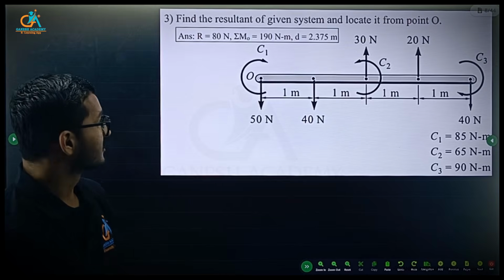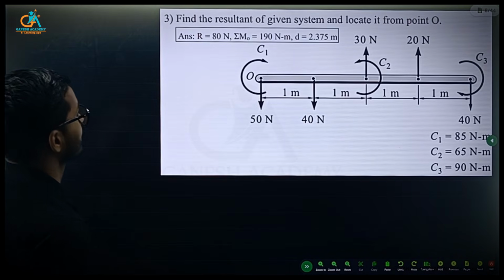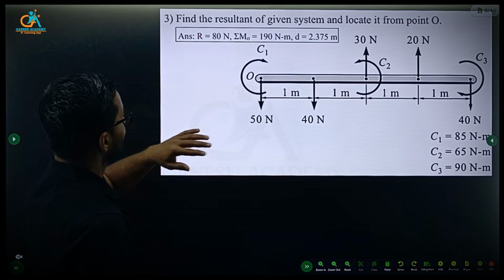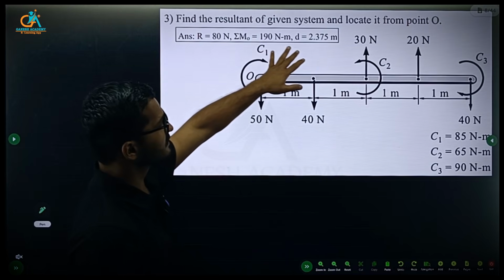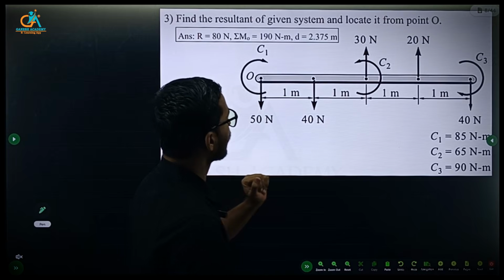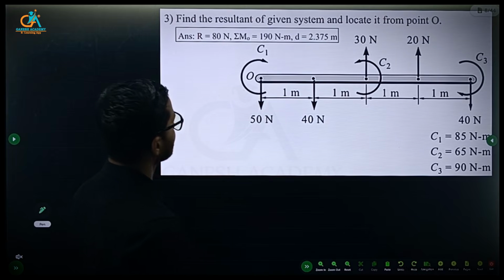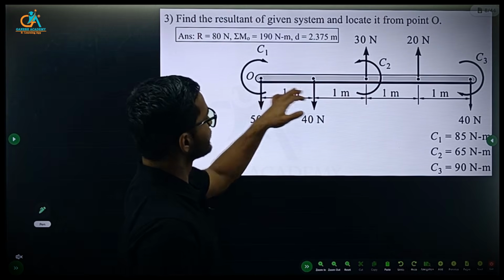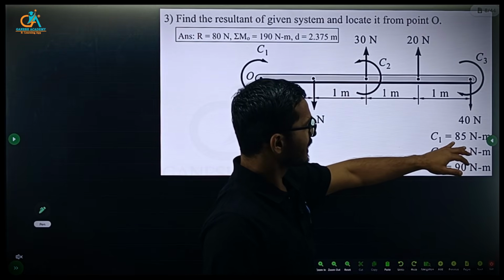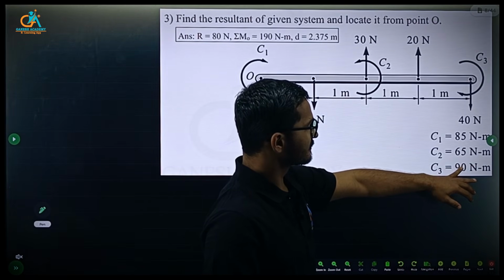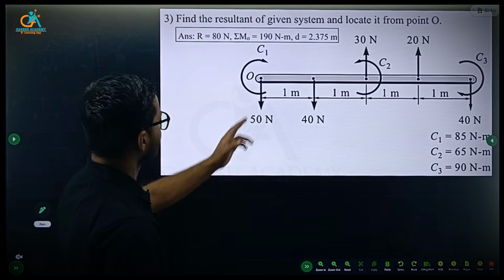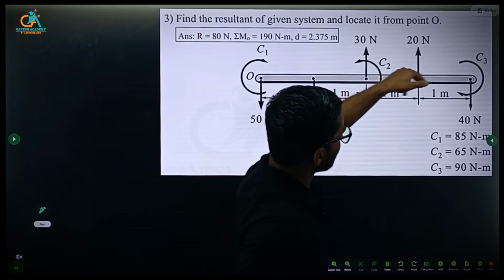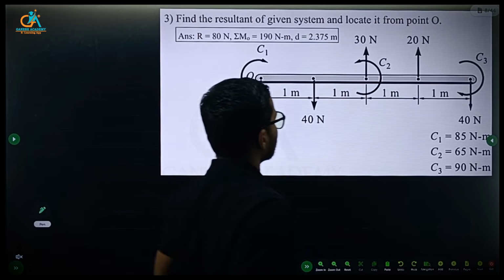Okay, so next third numerical we solve. In the same way, this is again a general force system. Find the resultant of the given system and locate it from point O. This is point O at the extreme left, where the couples C1, C2 and C3 values are given as 85, 65 and 90. Okay. This is clockwise, this is anti-clockwise, again this is clockwise.